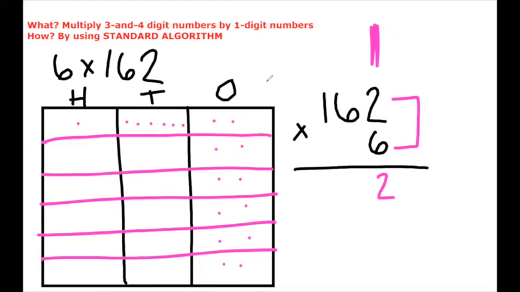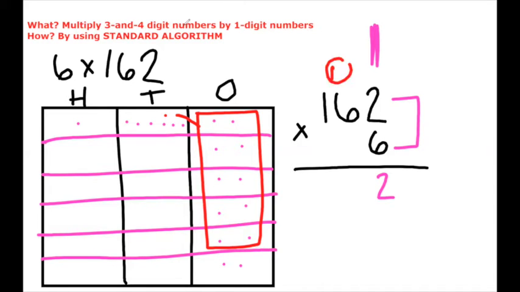Now, we know if we have a group of 10, we have to move it to the tens. So let's do that now. And I'm moving it over here. And over here on the standard algorithm, I would be still moving it over to the tens. I would just have it up here. Now, our next step is to do 6 times 6 tens. So let's do that on the place value chart. 1, 2, 3, 4, 5, 6.